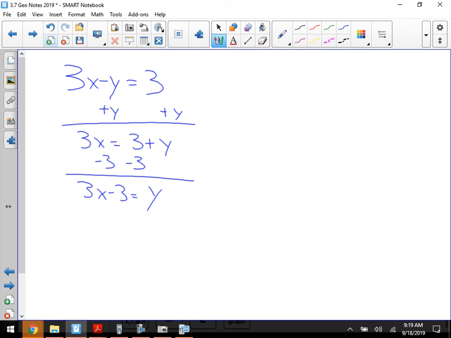Does that y have to be on the right-hand side? Can I rewrite it as y equals 3x minus 3? That's fine. It doesn't change anything. And then you could graph it. Same basic idea. It would be the same basic idea. Do the first term. All right. Okay.